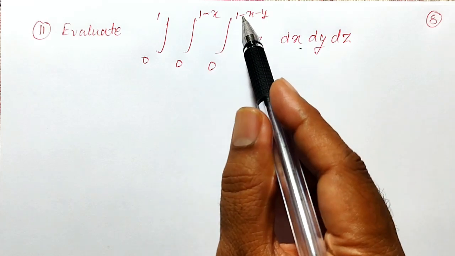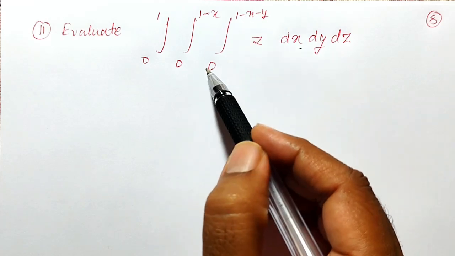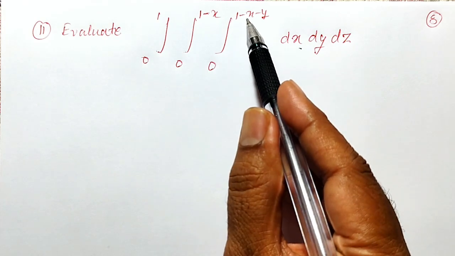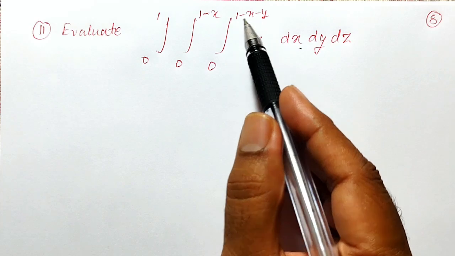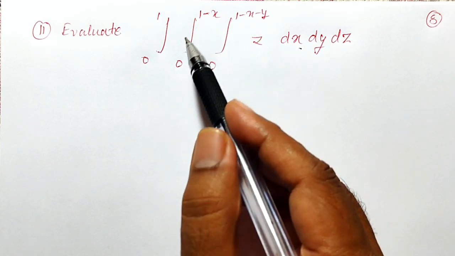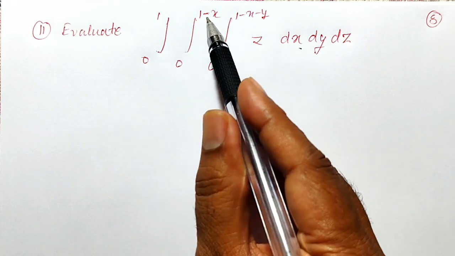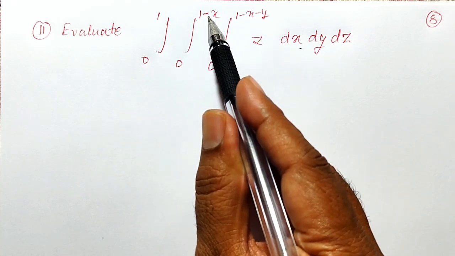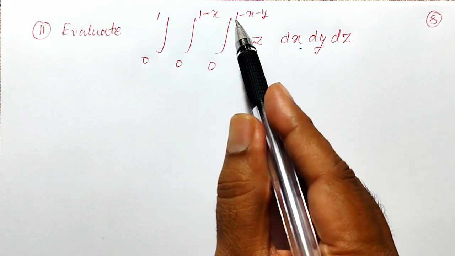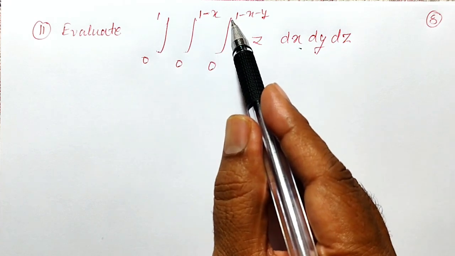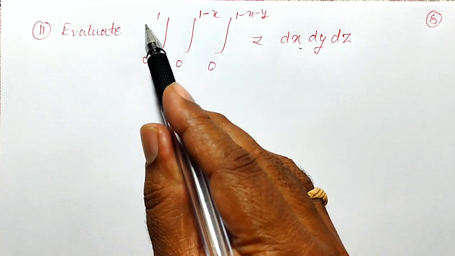It is a function of x and y, therefore it must be z equal to 0 to z equal to 1 minus x minus y, and remaining y and x. Here it is again a function of x, therefore y equal to 0 to y equal to 1 minus x, and this is x equal to 0 to 1, like that. Therefore first you are integrating with respect to z, then with respect to y, then with respect to x.